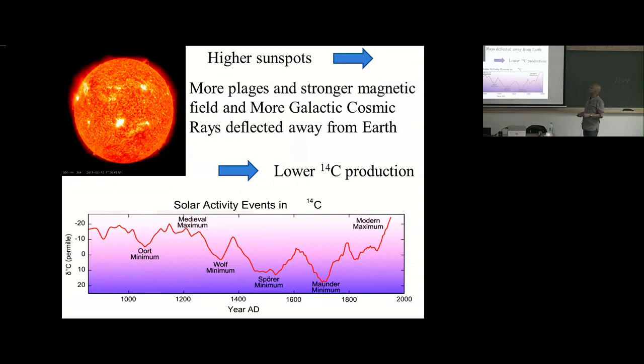If it's producing more cosmic rays, why is it not that more are coming to the Earth? More galactic cosmic rays are deflected away from the sun. This is just saying that if you have higher sunspots, then you will have more plages, which means there is a stronger magnetic field coming from the sun. This is going to deflect the cosmic rays that are coming towards Earth. Is that clear?